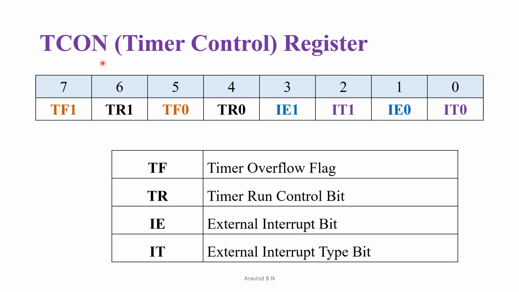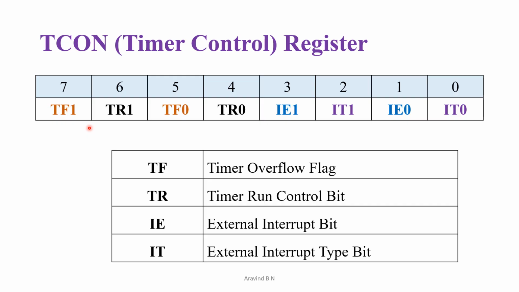First one, the TCON register. This is known as the timer control register. Using this TCON register, we can control both timer 0 as well as timer 1. This is the 8-bit TCON register. In this register, the bits with the 0 representation, like IT0, IE0, belong to timer 0. Whereas the ones with 1, as you can observe over here, IT1, IE1, and also TR1, TF1, belong to timer 1.